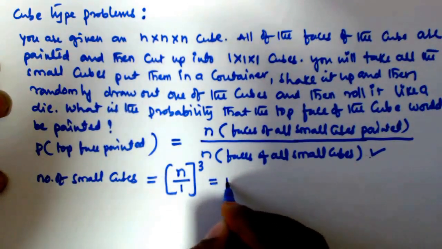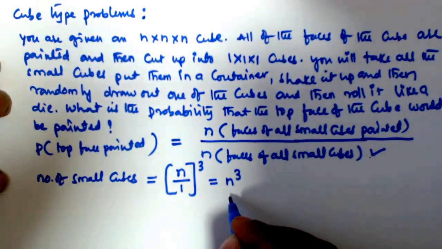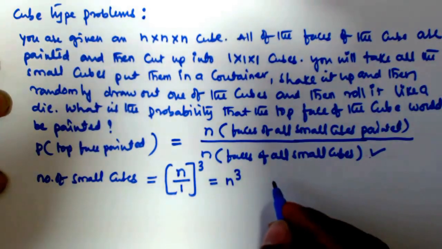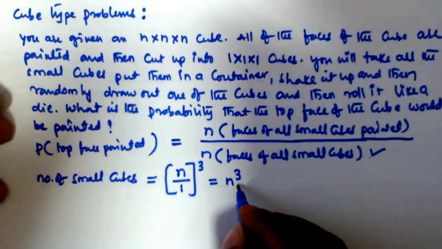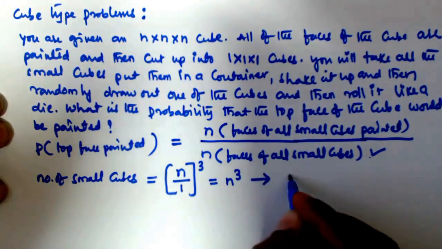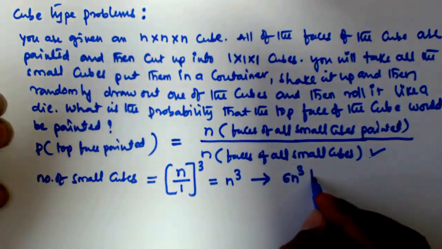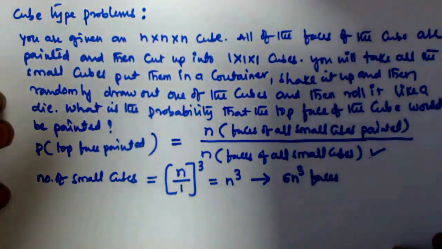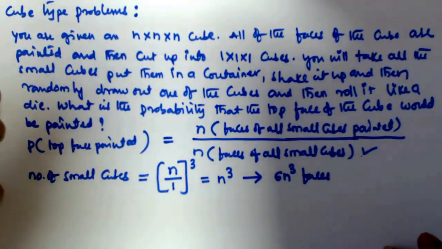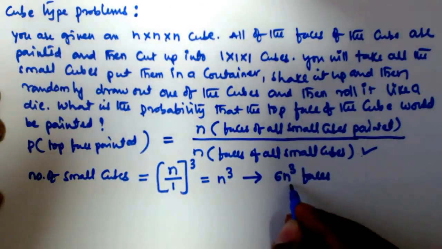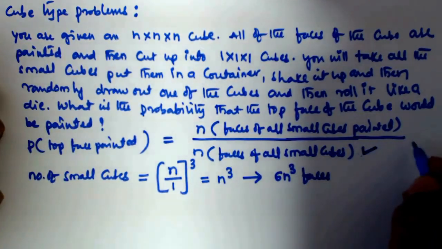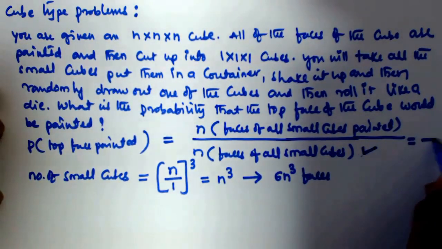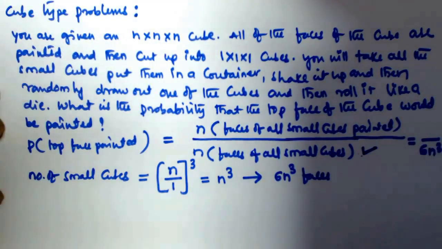Okay, so this is going to be n cube. This one will give the total number of small cubes. We know that each cube consists of 6 faces, so n cube small cubes are going to consist of 6n cube faces. This 6n cube will give the total number of faces of the small cubes. So that means we got the value for this one, which is going to be 6n cube.